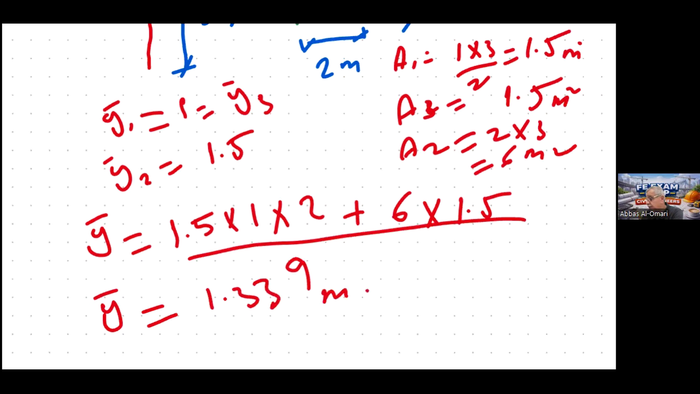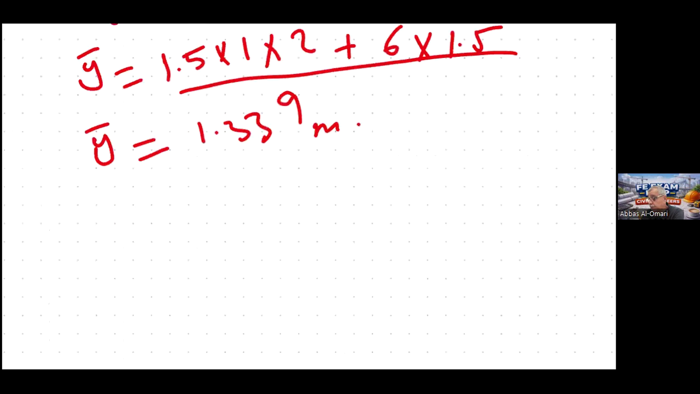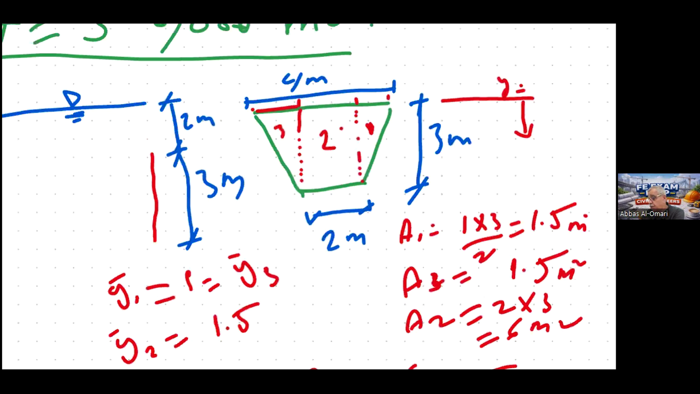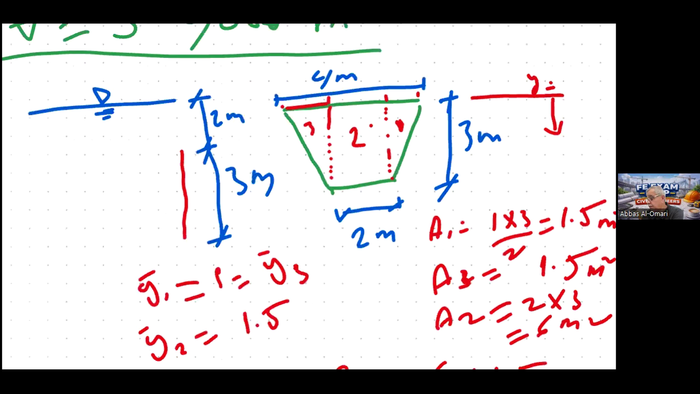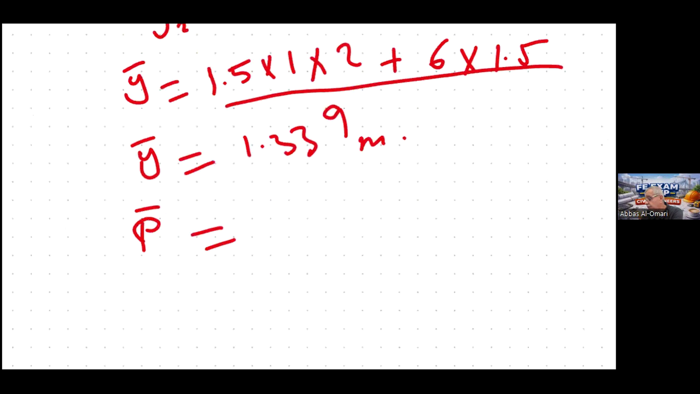So now we can find the pressure at Y bar. The pressure equals, now for the gate we have to find the H. Now H for the pressure, pressure equals rho GH. Now we know rho and G, so we want to determine H from the top of the water surface.